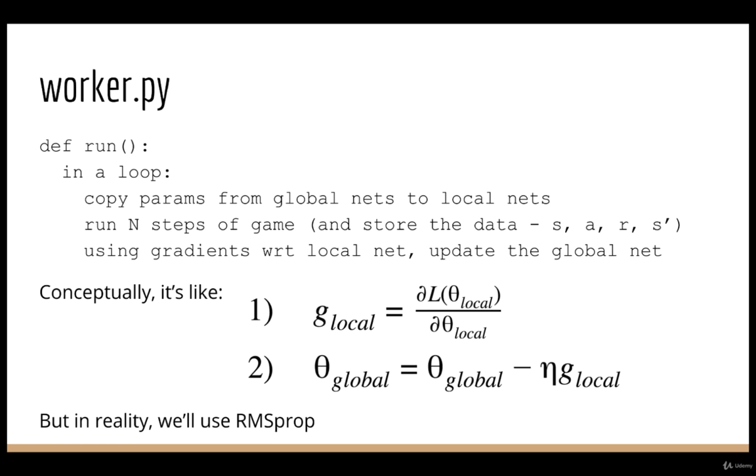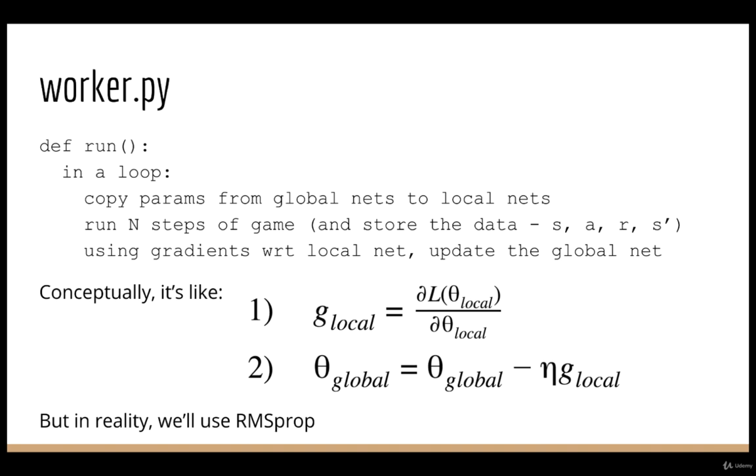In the second file, worker.py, the basic structure is this. We're going to have the run function, which is going to be run by each thread. The run function just runs a simple loop. First, we copy the parameters from the global network to our local copy of the network. Then we run n steps of the game. At this stage, we store all the data we need to pass into our neural network, such as the states we encountered and the rewards. Then we update the parameters of the global network using the gradients from the last n local steps.